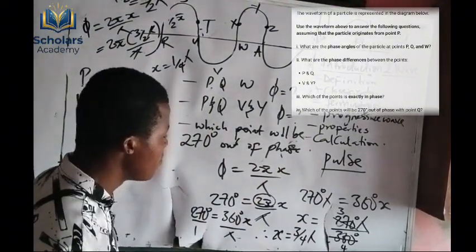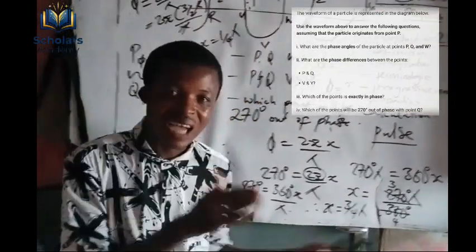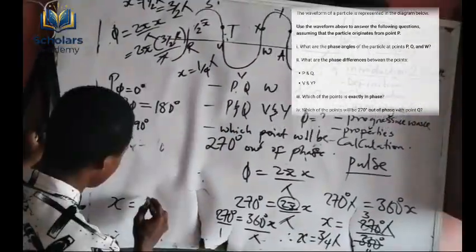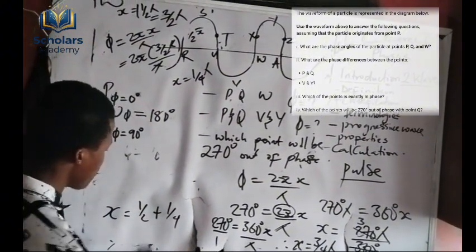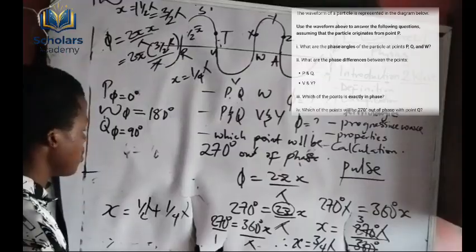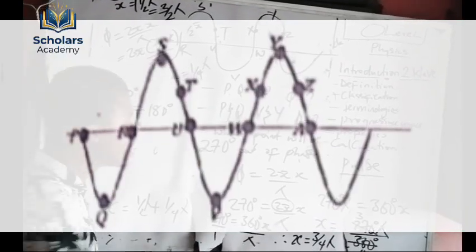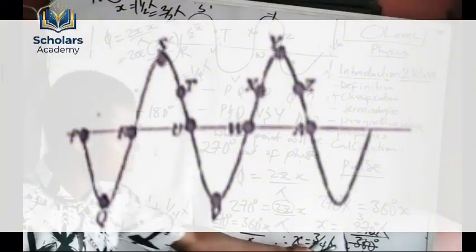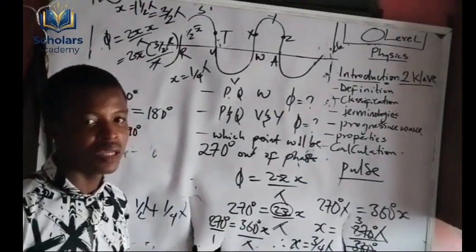And 3 over 4 wavelengths should be half and quarter. That is, half wavelength plus a quarter. Are you with me? Half wavelength plus a quarter. So which of the particles have that phase angle? Drop your answer in the comment section.